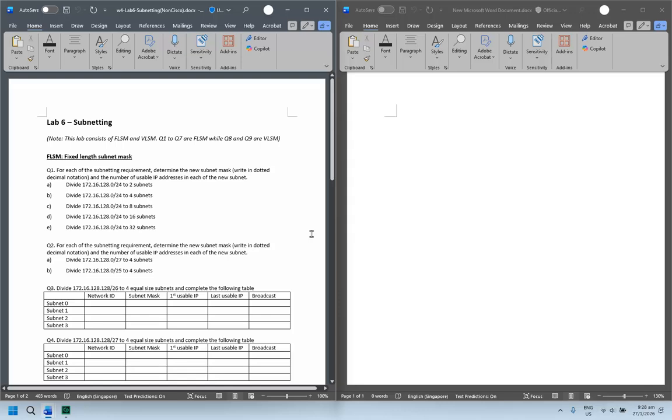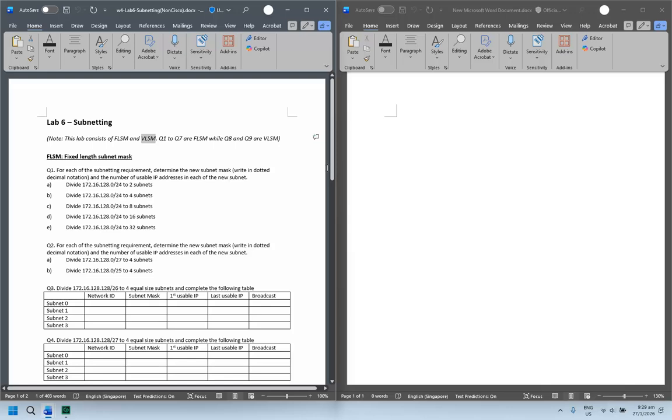Today we're going to do a lab on subnetting. The first part will be on splitting up a given network into smaller parts, making use of fixed length subnet mask, FLSM, which stands for fixed length subnet mask. And the second part of the lab sheet, we're going to do some calculation on the other variation, which is the variable length subnet mask.